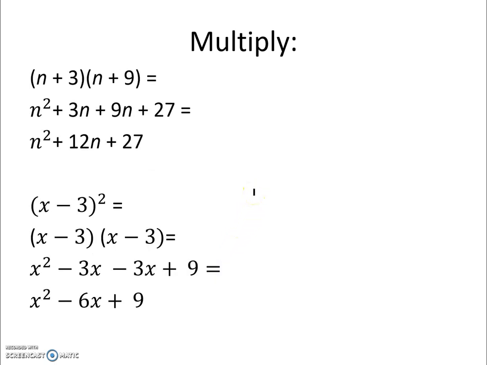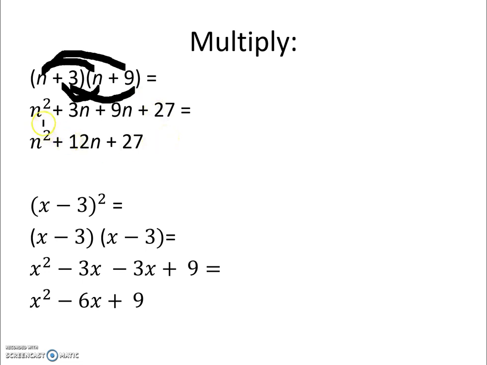Now we're asked to multiply the quantity n plus 3 times n plus 9. So we distribute this n to that n, and this n to that 9. And come down here and we get 3n, and here we get 3 times 9, which is 27.